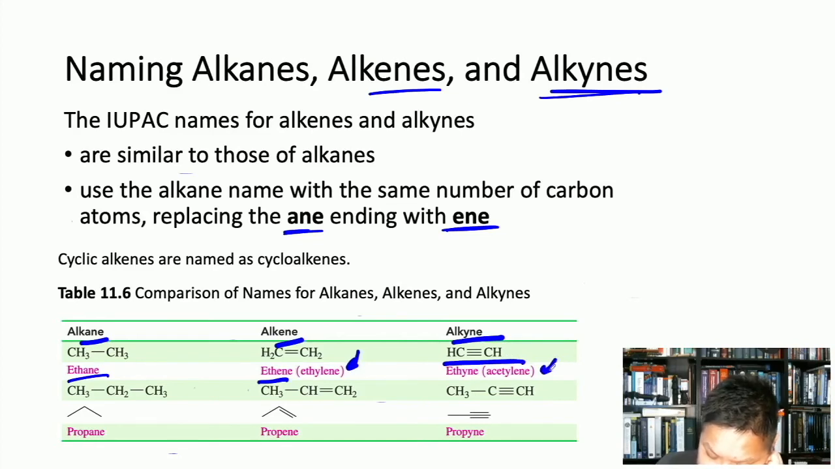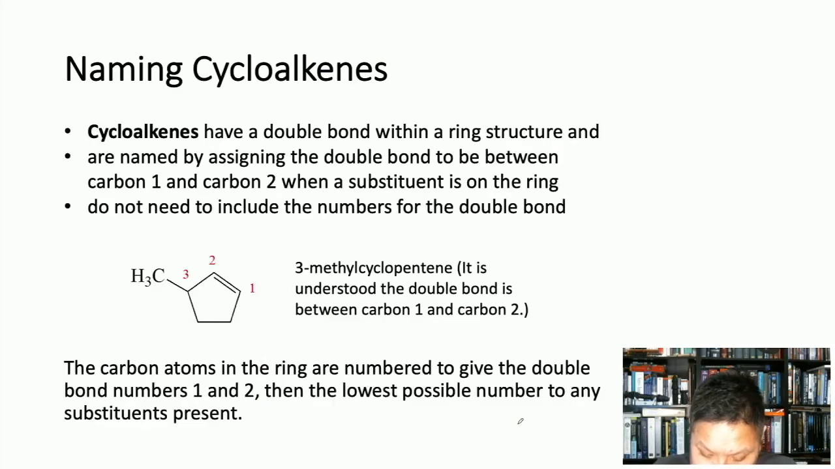Or the more commonly known ethylene, right? Another example, we have propane here, ends in ane. Propene for the alkene version, propyne for the alkyne version. Pretty simple. So now, how do we name cycloalkenes, right?